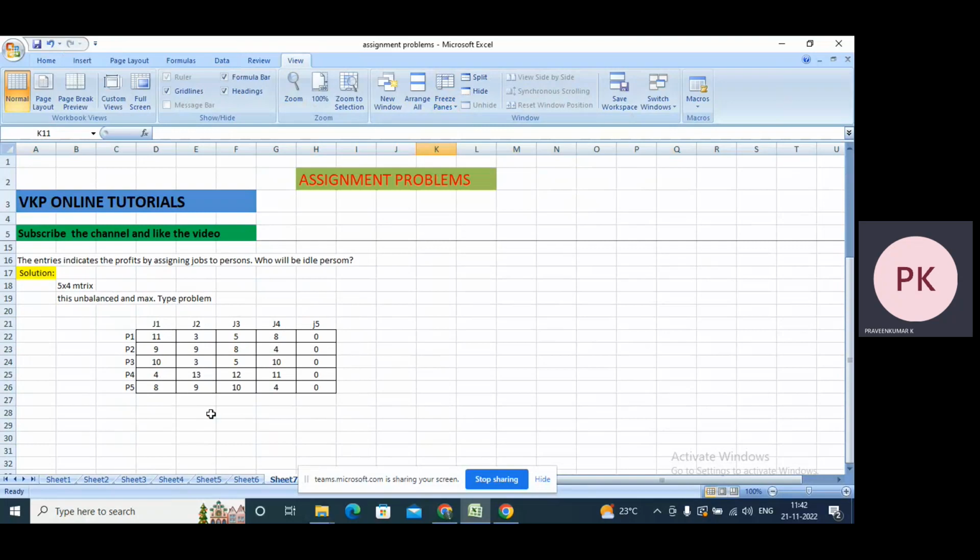Now we need to convert this maximization type into minimization type, or convert the profit matrix into a cost matrix. This is a profit matrix because it gives the profit. To assign person 1 to J1, the profit we are earning is 11 rupees. Similarly, if you assign P1 and J2, we are earning 3 rupees profit. Similarly, P4 and J3, we are earning 12 rupees profit.